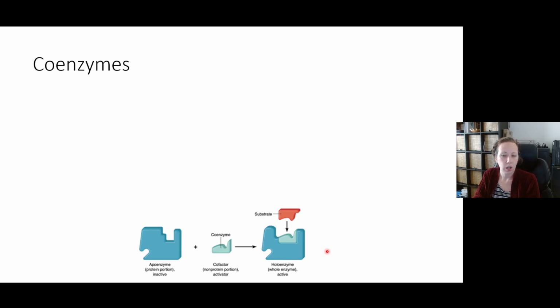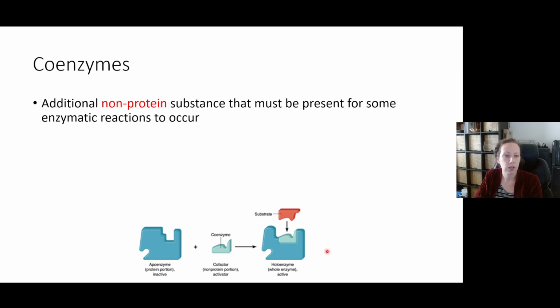So another term to know in regards to enzymes is what coenzymes are. And so coenzymes are additional non-protein substances that must be present for some enzymatic reactions to occur. Not all enzymatic reactions require coenzymes, but some do. Now notice this red here, I added that because coenzymes are non-protein. And so that is how you can distinguish them from enzymes, okay? They work with the enzymes, the protein, to catalyze the reaction, okay?